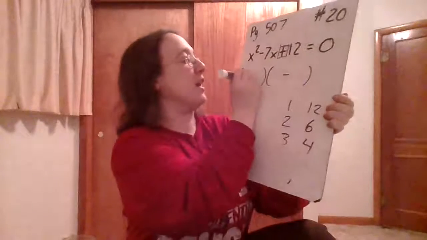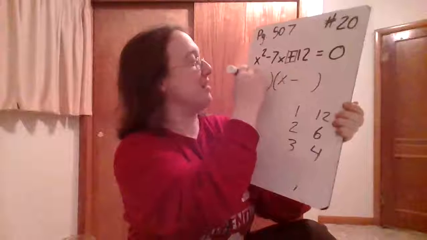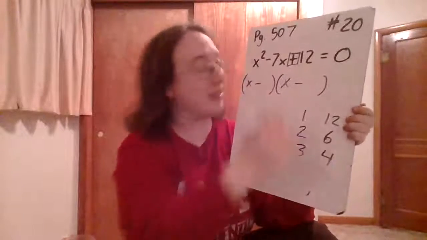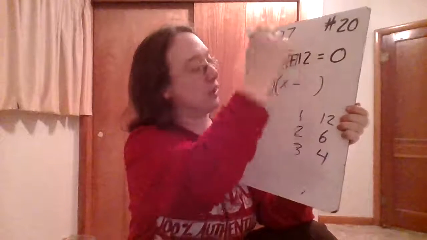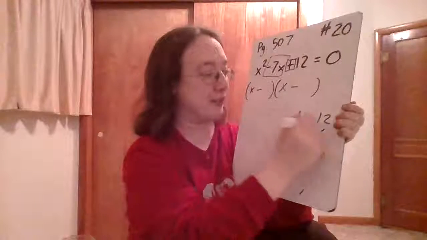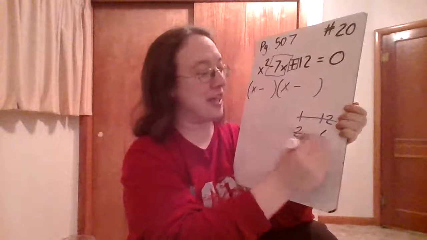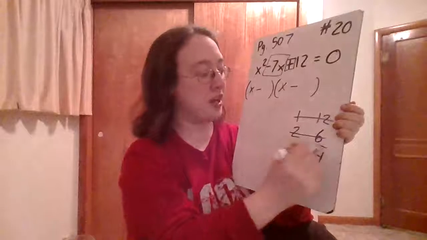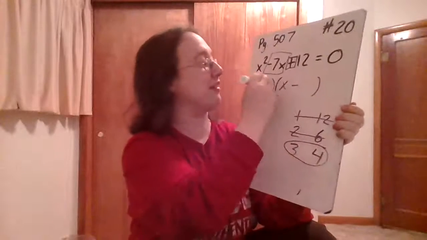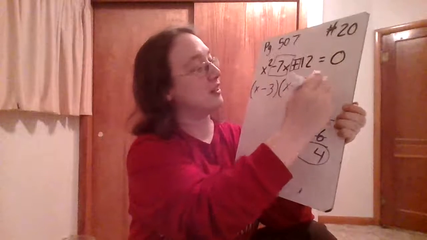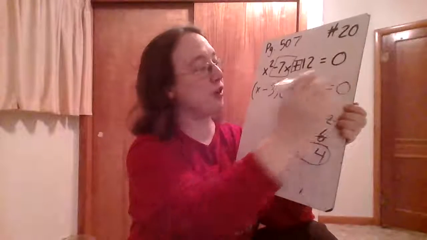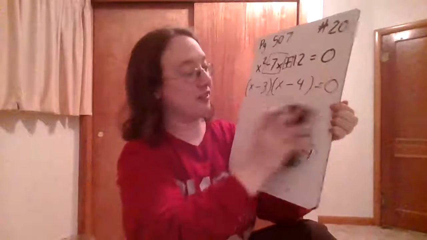Okay, and these are x's this time, not a's. And we're looking for the ones that are going to add up to that 7. So if we're looking at 1 and 12, that doesn't add up to 7, that adds up to 13. 2 and 6 adds up to 8. Close, but not quite. 3 and 4 are what's going to give us that 7. And this time we've got that equals 0 on the end there. I'm going to erase this.